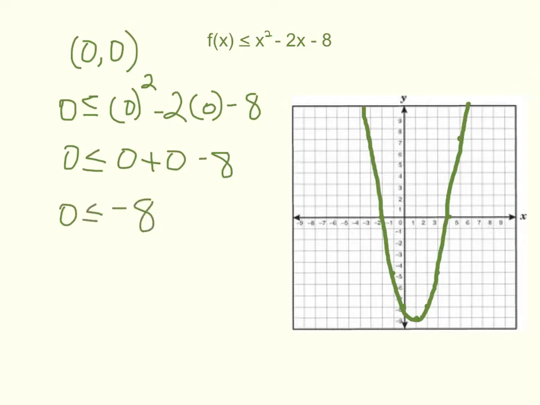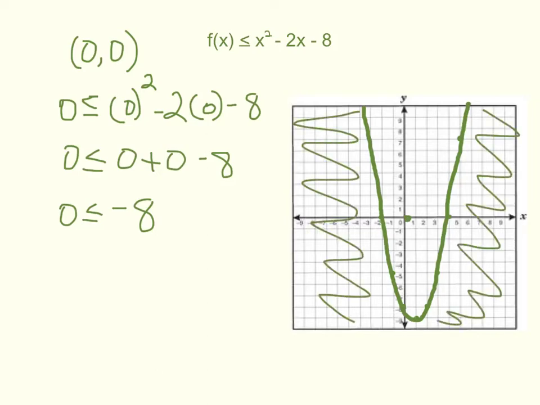Now, is that a true statement? No, it's not. 0 is actually greater than negative 8. So what that means is, since it is untrue for 0, 0, we cannot shade where 0, 0 would be. We would shade opposite of that, which would be the outside. Okay?